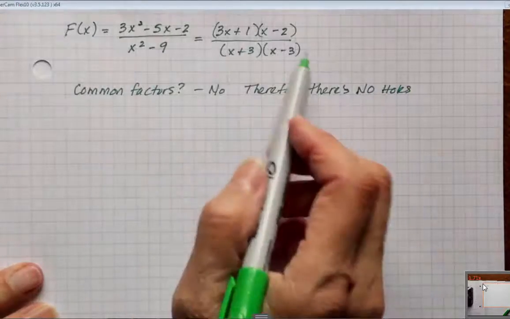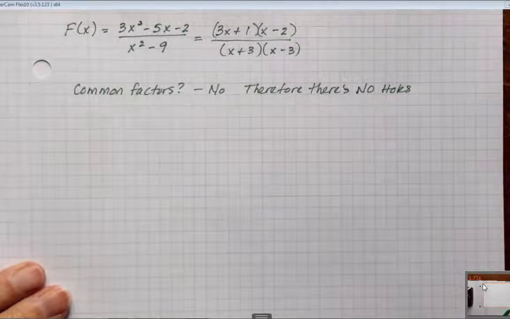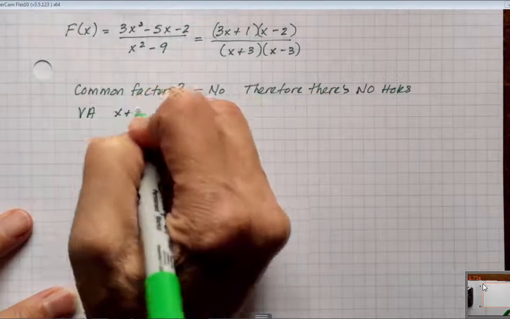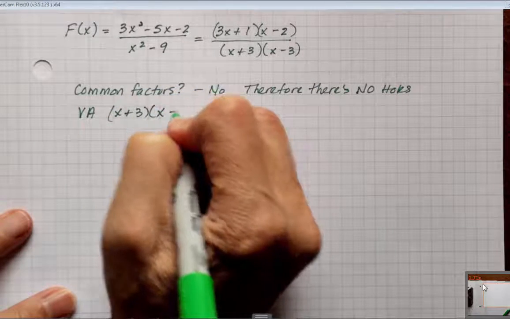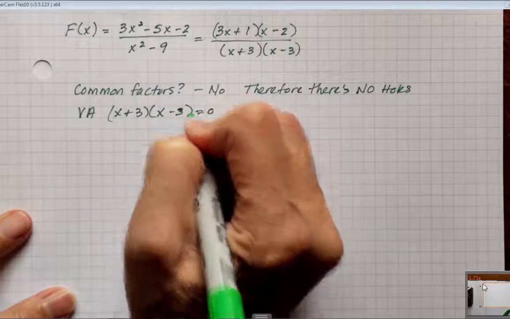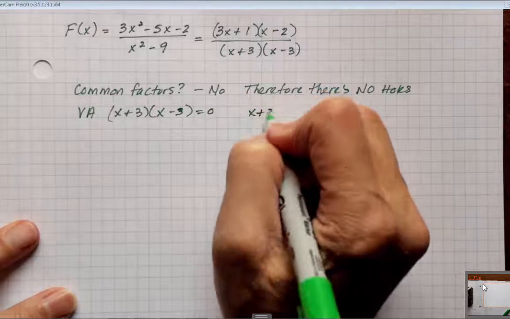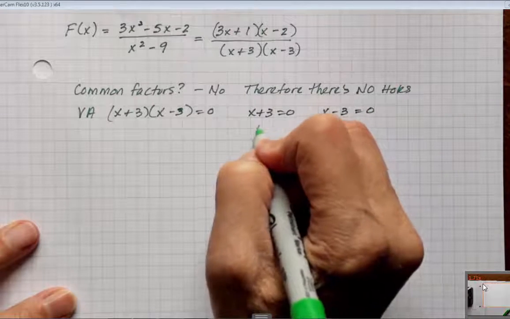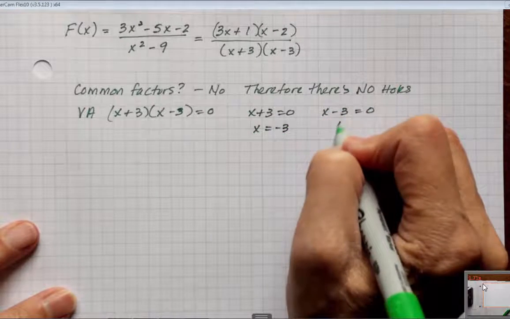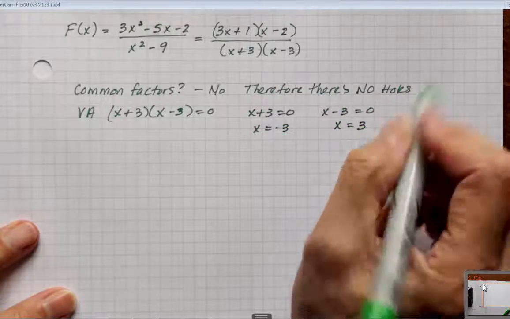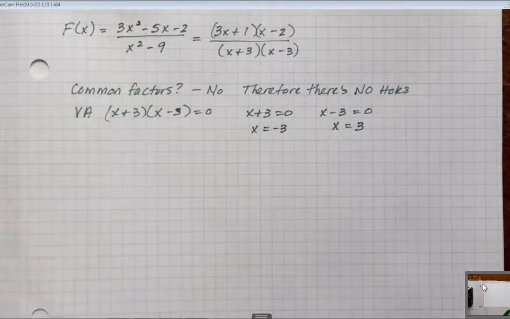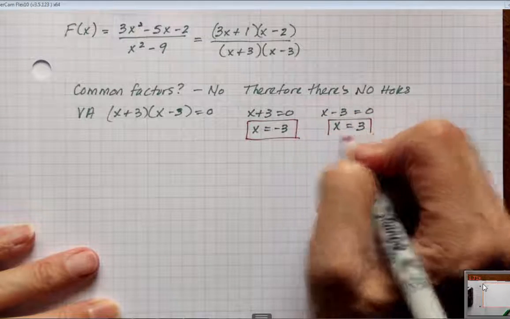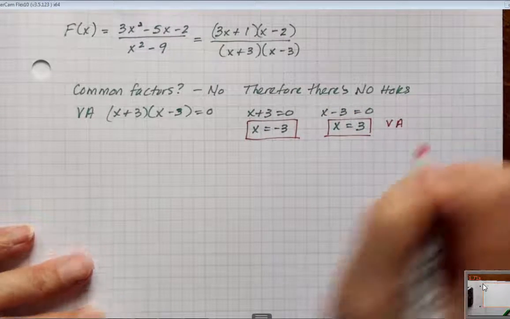So then we're going to look at our denominator, and we're going to be looking for our vertical asymptotes. So our vertical asymptote is going to be when the denominator is equal to 0. Solving these equations, we end up with x plus 3 has to be equal to 0 or x minus 3 has to be equal to 0. So x has to equal negative 3 or x has to equal 3. And that's the equations of my vertical asymptotes. So x equals negative 3 and x equals 3.